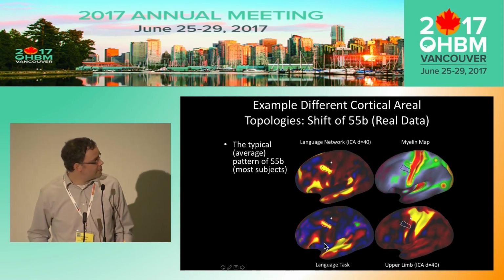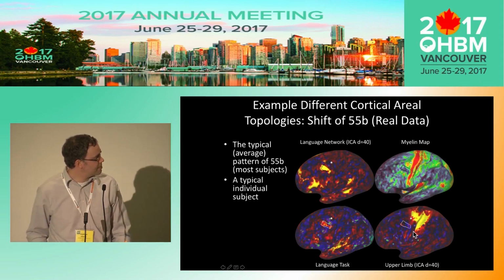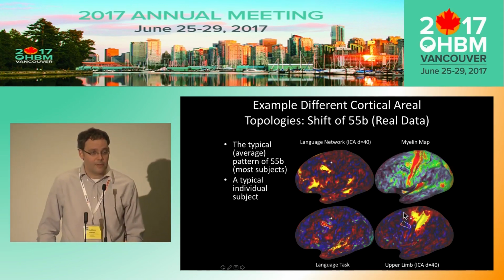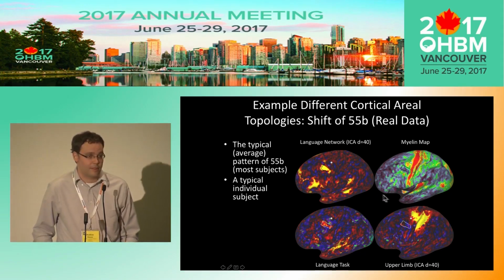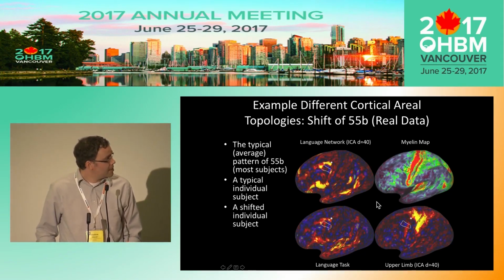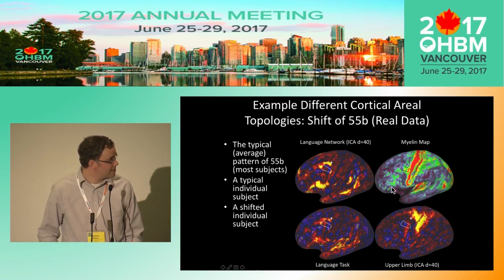So I'll show you what this looks like in real data. So here is the group average pattern. This is a language network here. We've got our myelin map, a language task, and here's our upper limb region as our reference place. An individual subject looks a little bit noisier, but if it's a typical subject, it fits what the group parcellation was showing. But there are some subjects that are shifted. So now instead of being within this group outline, we see that the connectivity and the activity is there, and now we've got high myelin here instead of low myelin.